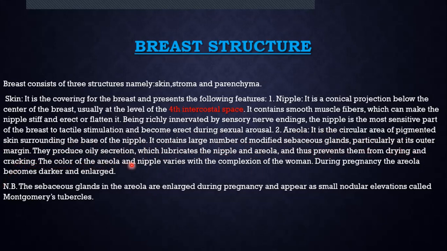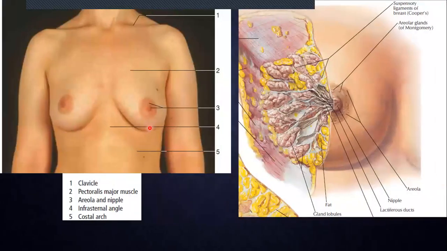Now, the color of the areola and the nipple usually vary with the complexion of the woman, and during pregnancy, the areola becomes larger and darker. Now, the sebaceous glands in the areola are enlarged during pregnancy and usually appear as small nodular elevations called Montgomery's tubercles. Okay, so let me show you that here.